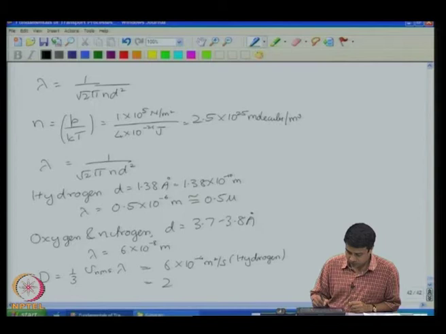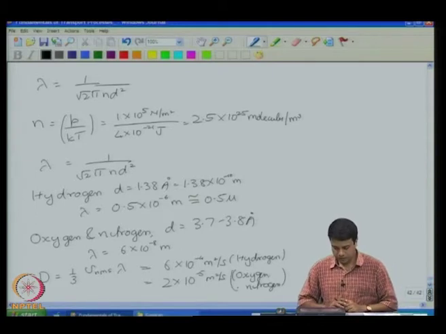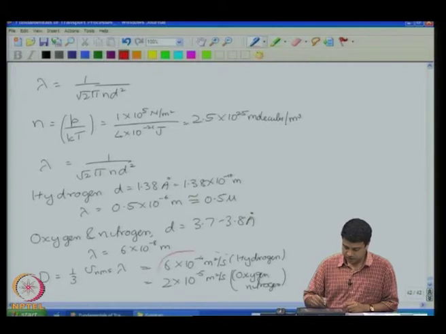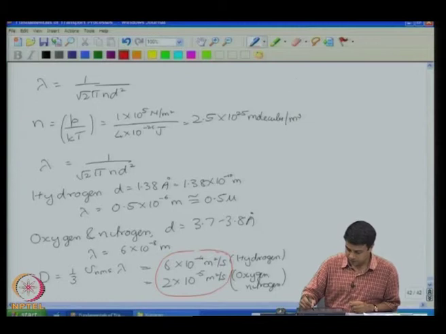And this is approximately 2 times 10 power minus 5 meter square per second for oxygen, nitrogen. Okay. So, this is the range of diffusion coefficients for most common gases. Okay. It is approximately, okay, diffusion coefficient in all cases is approximately 10 power minus 5 meter square per second.